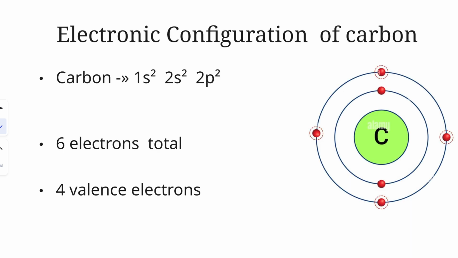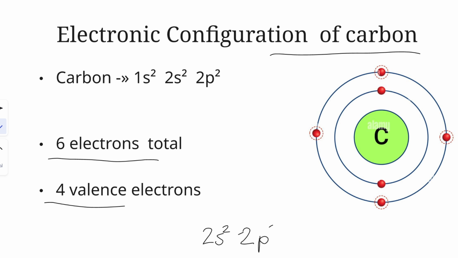To understand the hybridization of carbon, you must first take a look at the electronic configuration of carbon itself. Carbon has 6 electrons in total, out of them 4 are valence electrons. Thus, the valence shell configuration comes out to be 2s²2p². In its ground state, carbon has only 2 unpaired electrons.